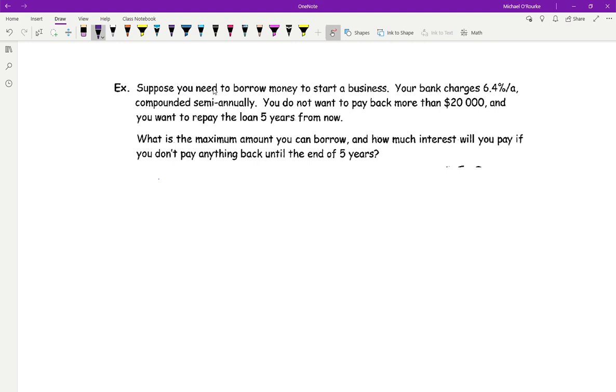Okay, suppose you need to borrow money to start a business. Your bank charges 6.4% semi-annually. You do not want to pay back more than $20,000 and want to repay the loan in 5 years. What is the maximum amount you can borrow for how much interest you want to pay?